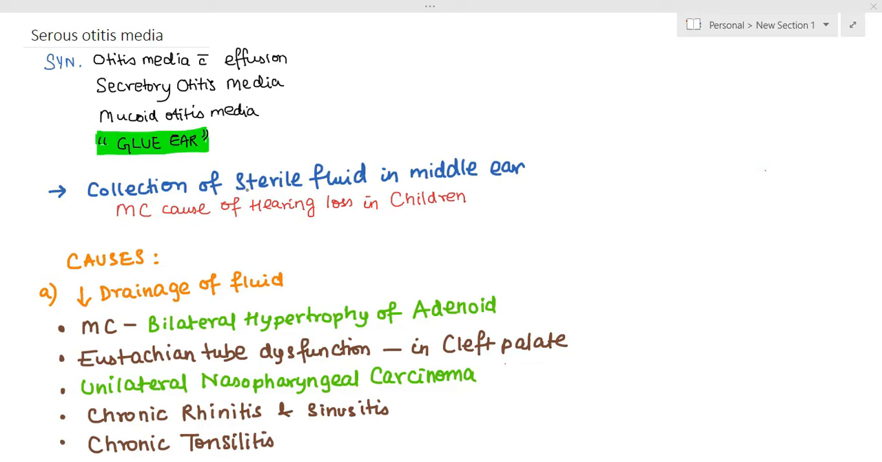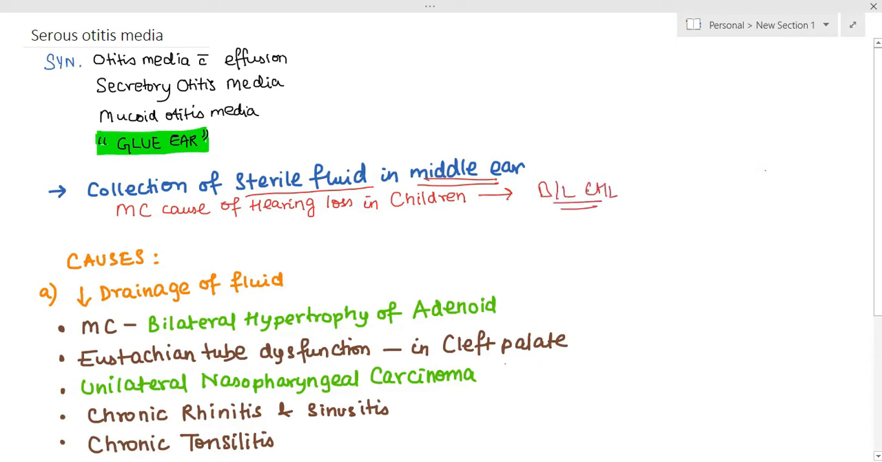It is a collection of sterile fluid in the middle ear cleft. Whereas in ASOM, there is infection which leads to pus formation in the middle ear cleft. Serous otitis media is the most common cause of hearing loss in children. Mind it, it is a bilateral conductive hearing loss in children.